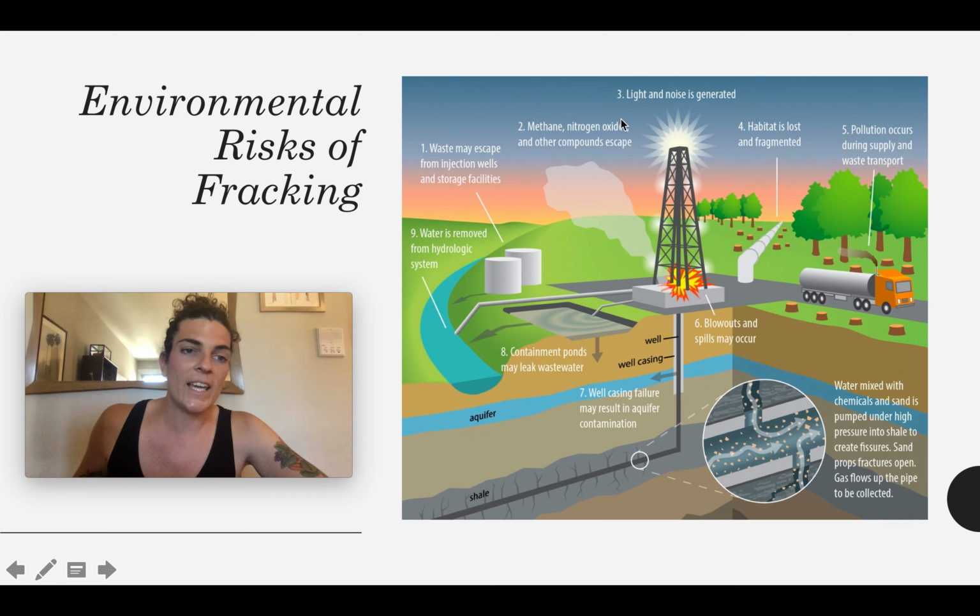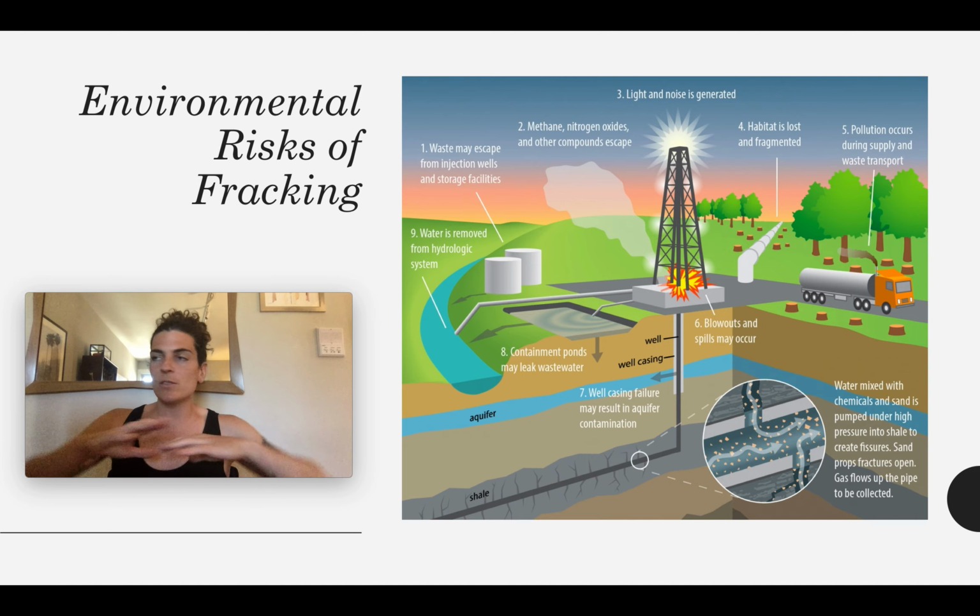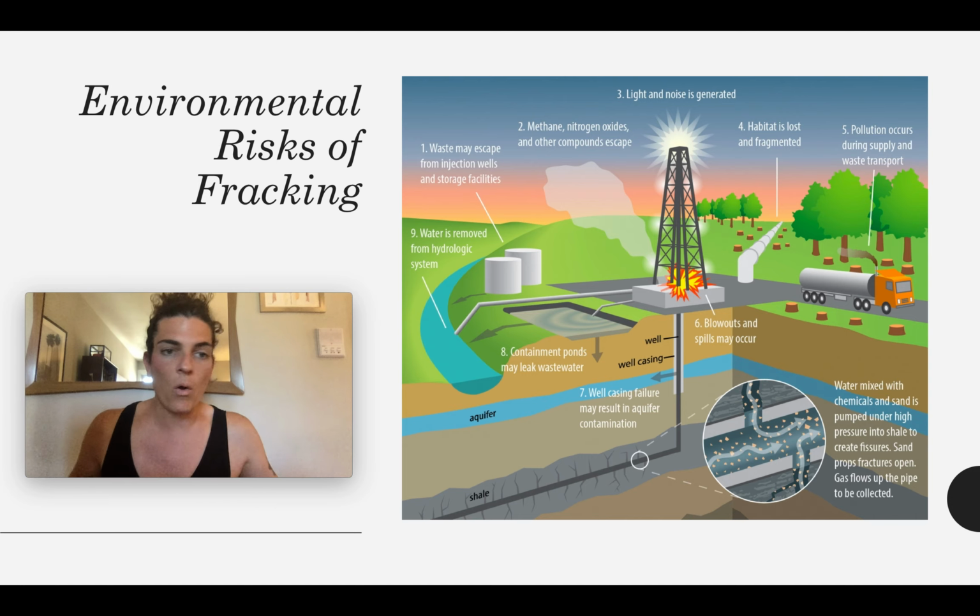Obviously, there's a lot of light and noise that is generated from these fracking fields. There's a lot of habitat that's lost and fragmented. You saw those satellite pictures of fracking fields where they just kind of destroy a whole swath of the Earth's surface. So you're destroying forests and grassland and animals' homes and species habitats and that sort of thing.